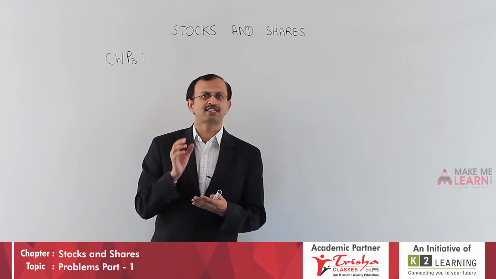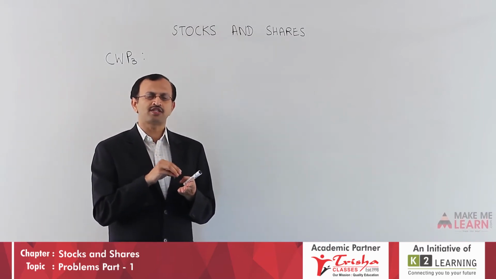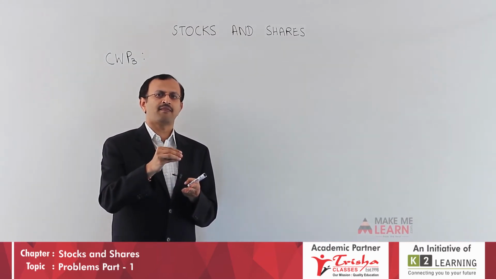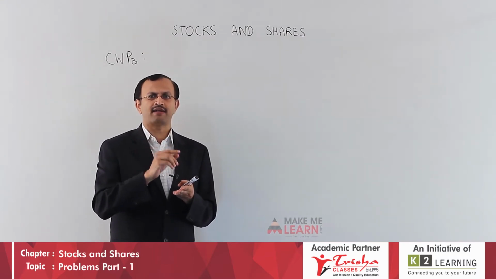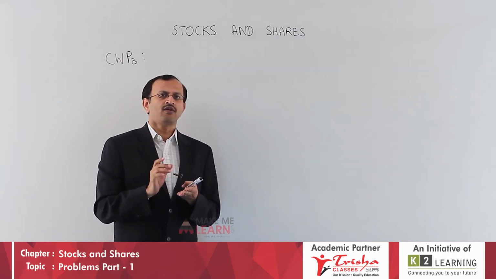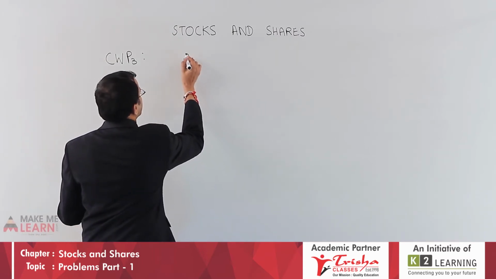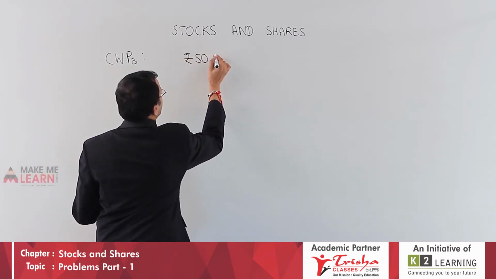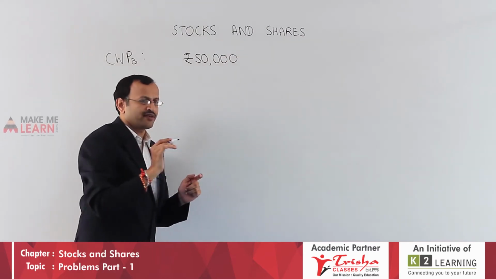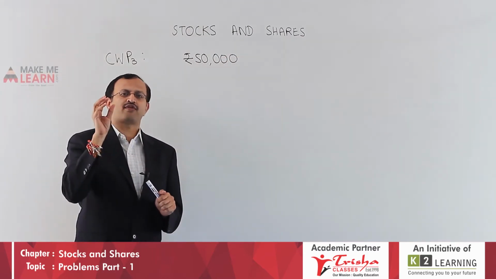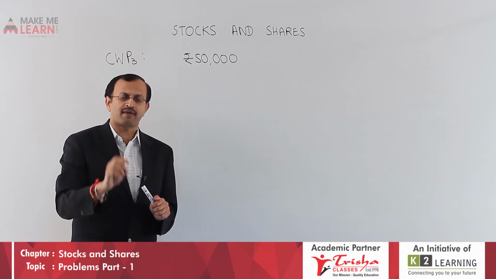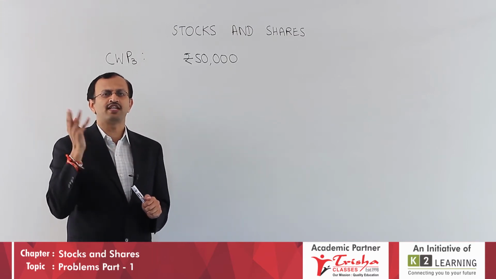So 10% discount means what? A 100 rupee stock is selling in the market at 90 rupees. 100 minus 10 is 90. Now, first you have to understand what this rupees 50,000 stock is. The major point to note in this question is that you always need to understand what the face value is, what the investment is, and what the market value is.